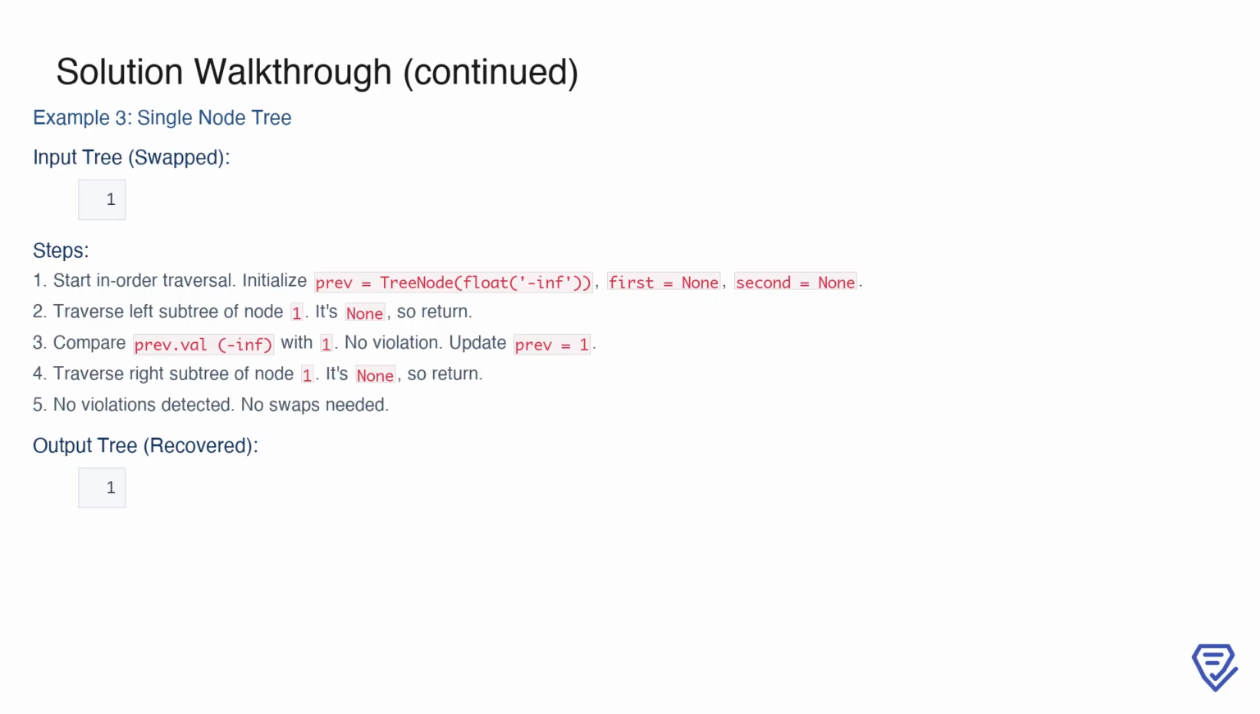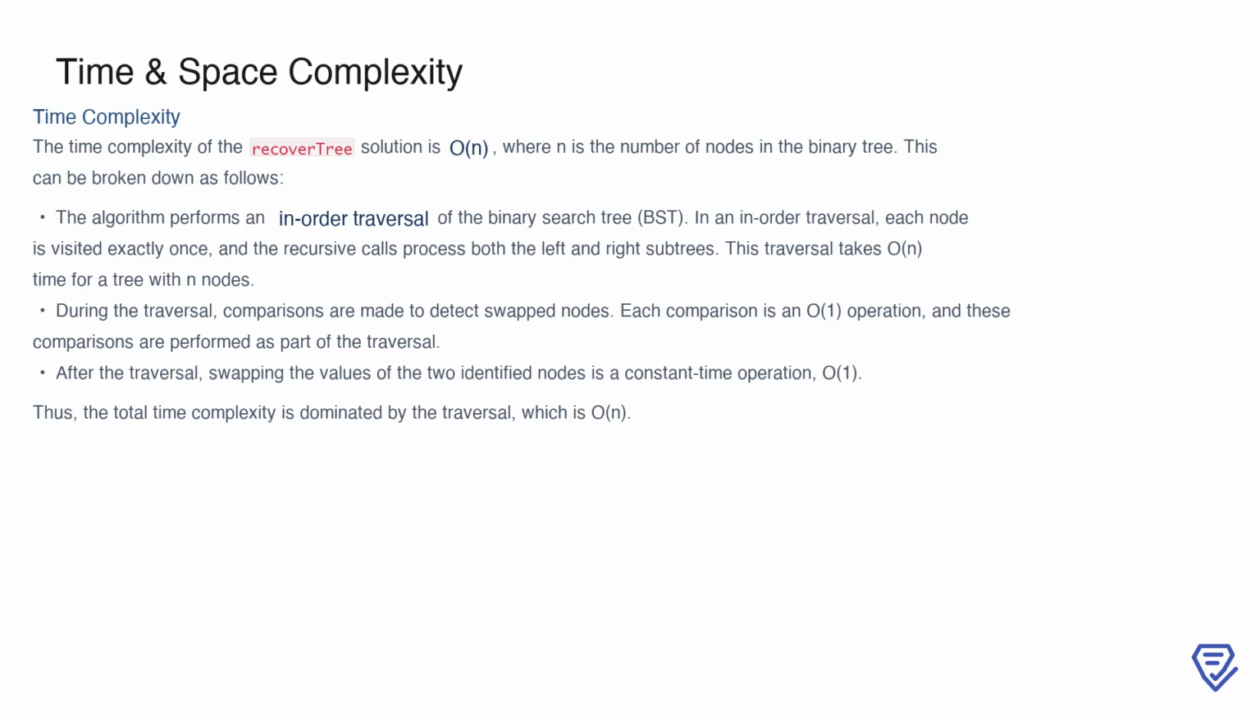The right subtree is also none, so we complete the traversal. Since no violations were detected, no swaps are needed, and the tree remains unchanged. This example highlights that the algorithm can handle edge cases gracefully, ensuring no unnecessary operations are performed on already valid trees. The time complexity of the solution for recovering the binary search tree is O(n), where n represents the number of nodes in the tree.